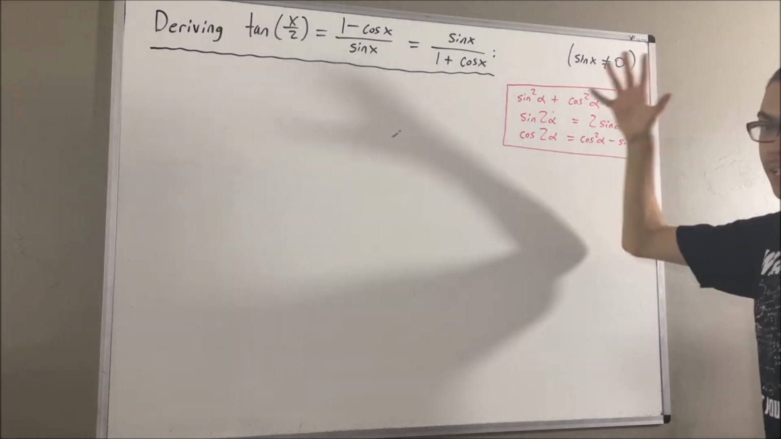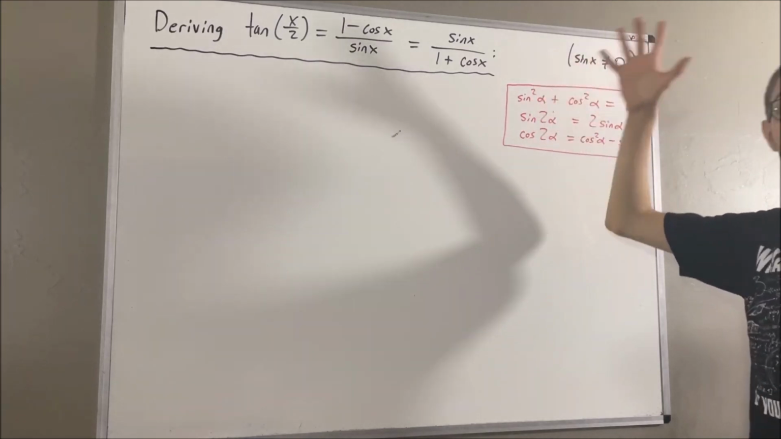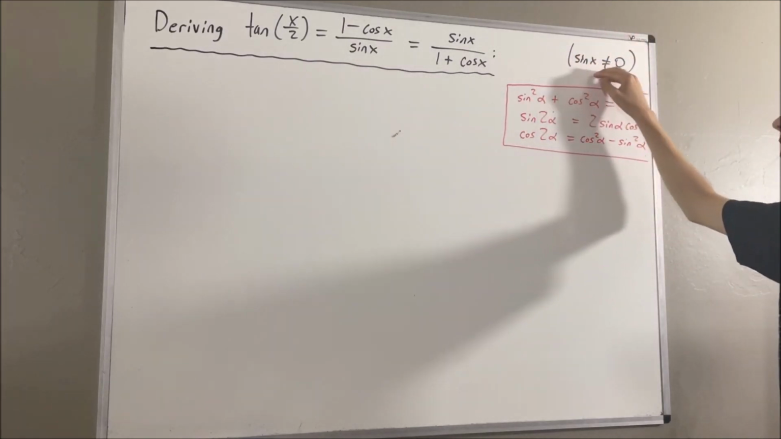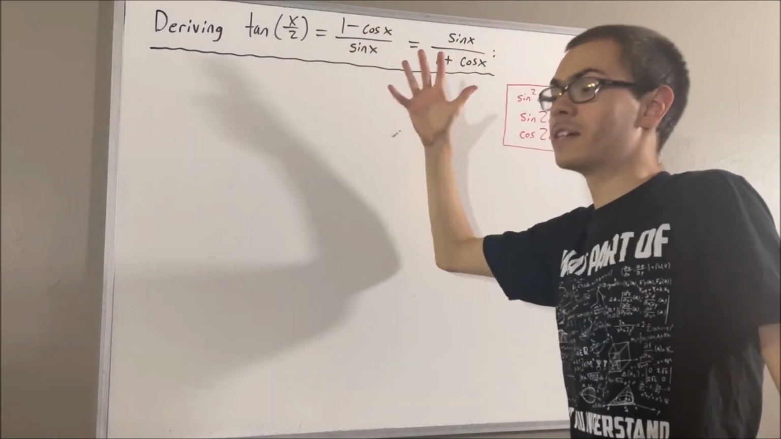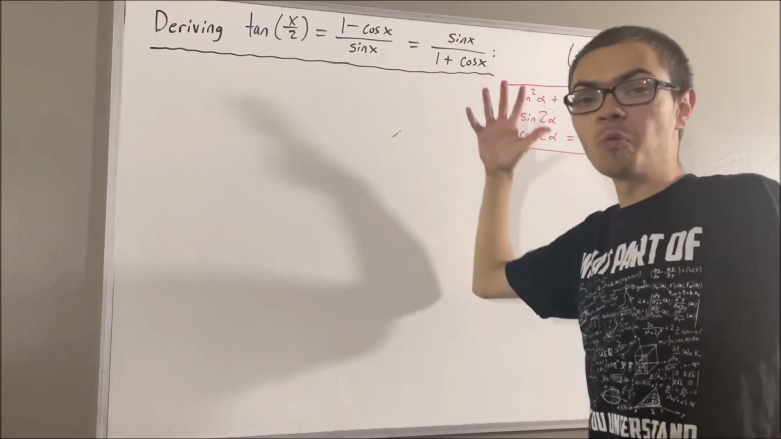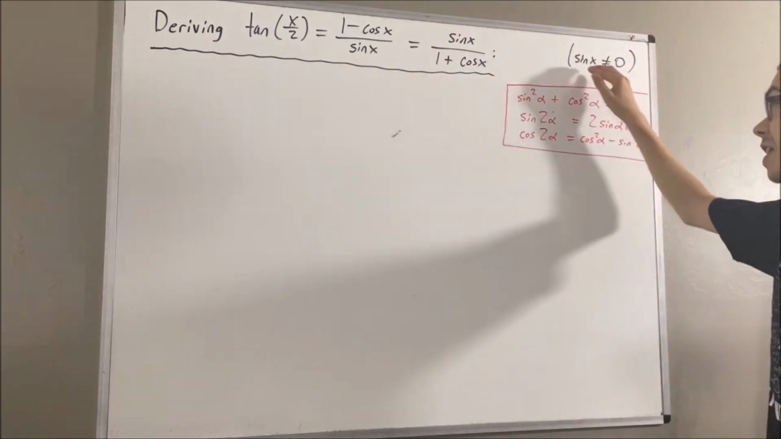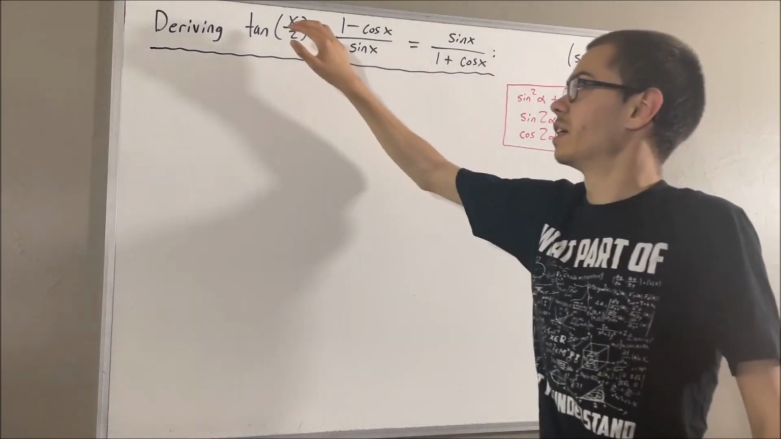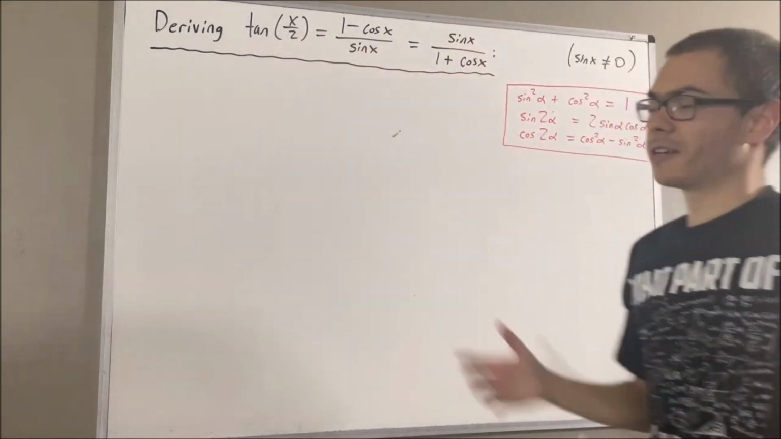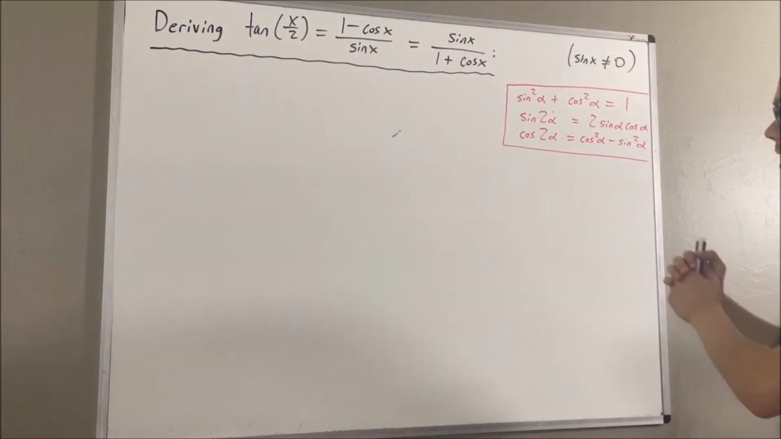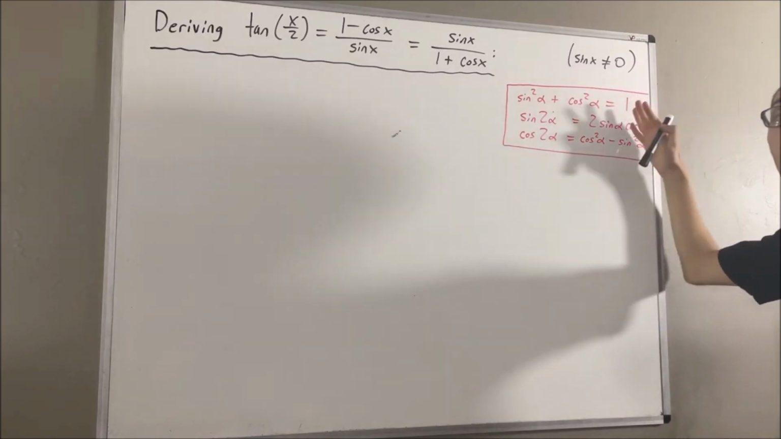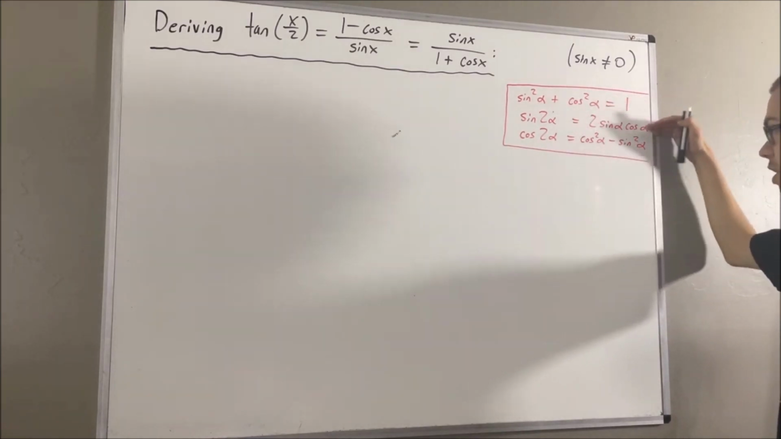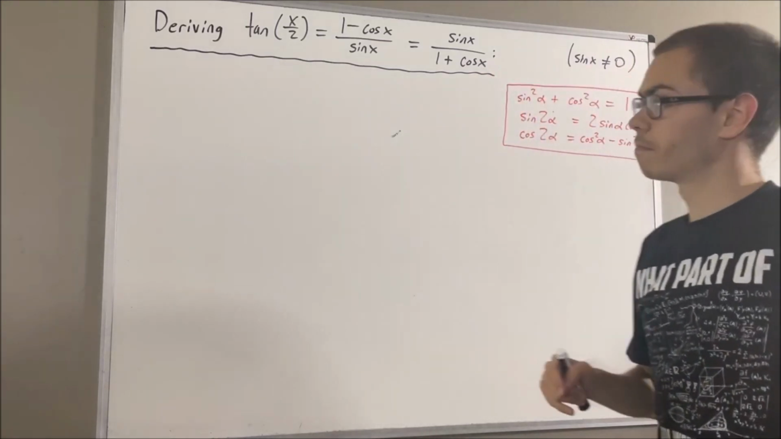Now, it is in fact the case that for all real numbers x such that sine of x is non-zero, each of these three expressions is defined. So we're going to show that for all real numbers x such that sine of x is non-zero, each of these three are equal to each other. Now, let's keep in mind these three identities. These three identities hold for all real numbers, and we're going to use them in this derivation.